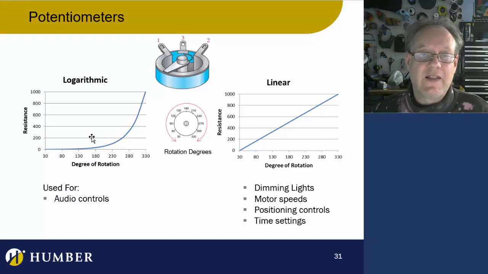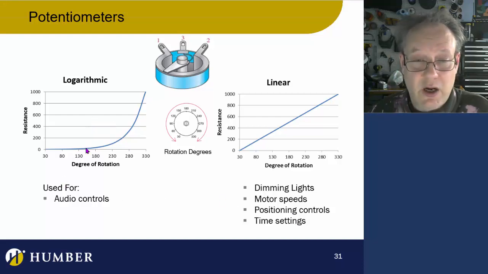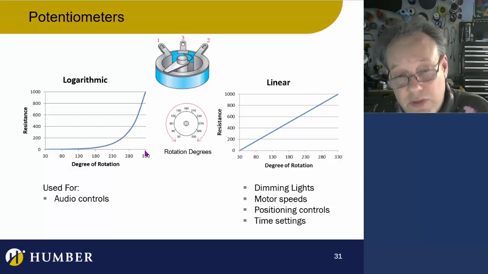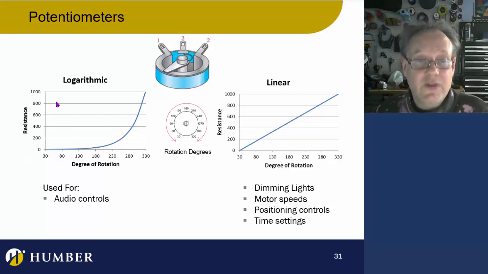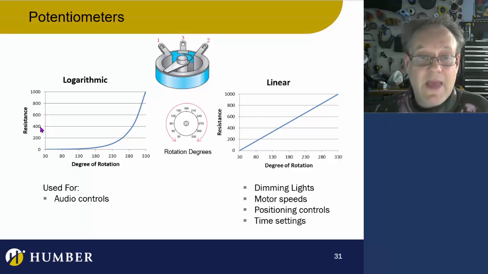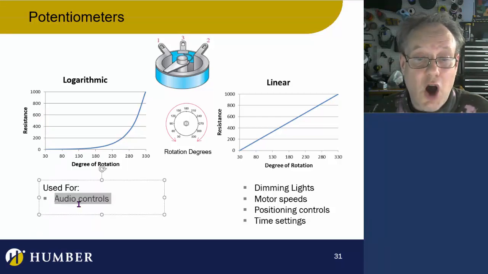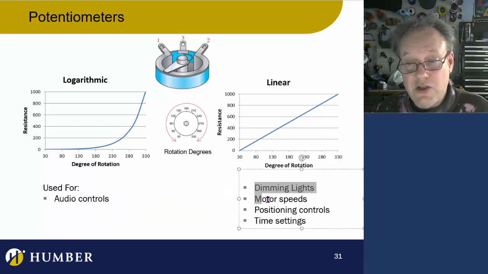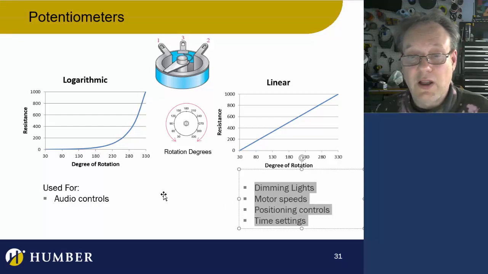You will see logarithmic potentiometers like this. If you turn it, you can see these are the degrees of rotation. As I turn the different degrees of rotation, you're going to get a different resistance, and you're going to see that's a logarithmic value. This type of potentiometer is used for audio controls, big time. So in control systems, we're definitely going to be using linear pots, and they're going to look like this.